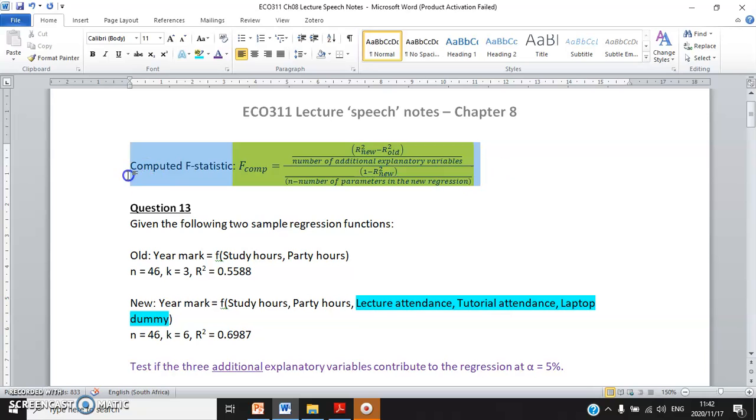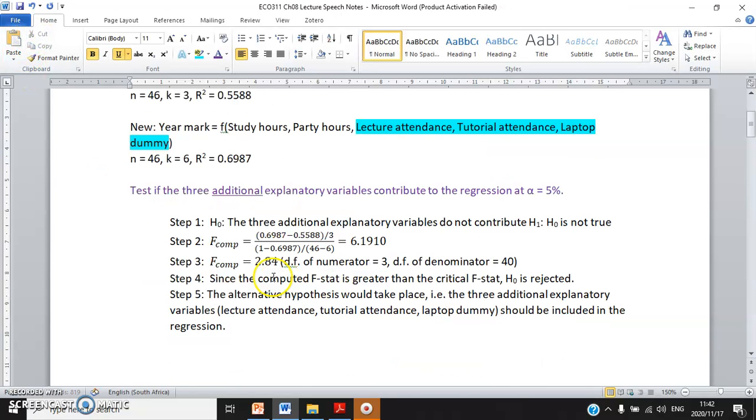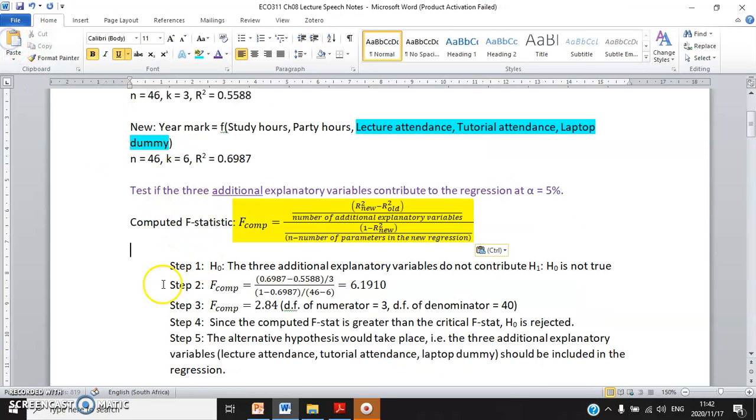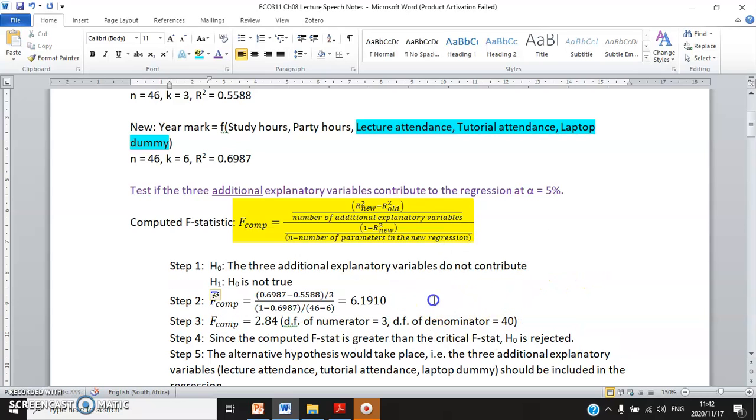So let me copy the equation, put it here. Step 1, it should be fine. The null hypothesis is what we want to reject. I don't want to see a situation where we make a silly decision to include the three additional explanatory variables, but they don't contribute. So we actually want to reject the null hypothesis. The alternative hypothesis is that the null hypothesis is not true.